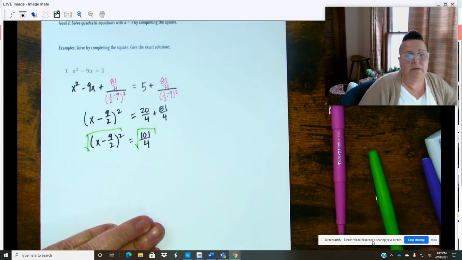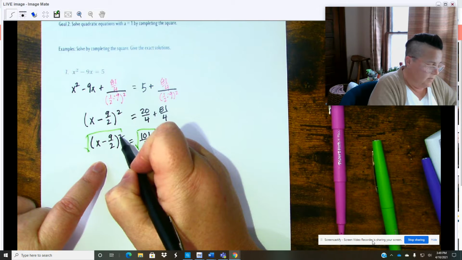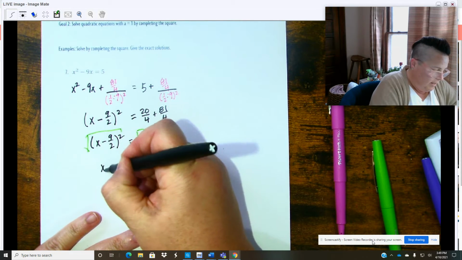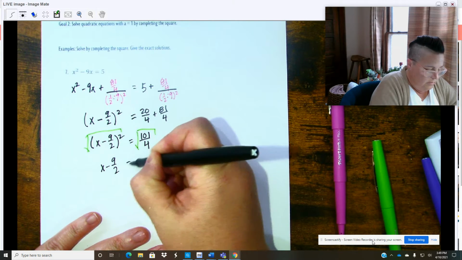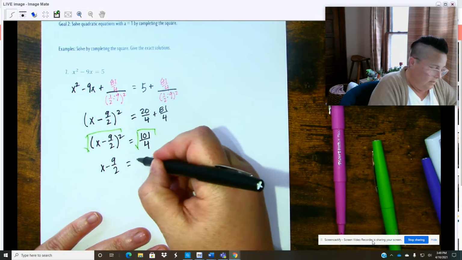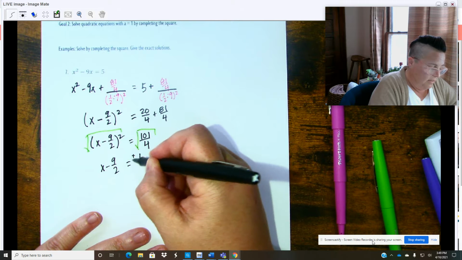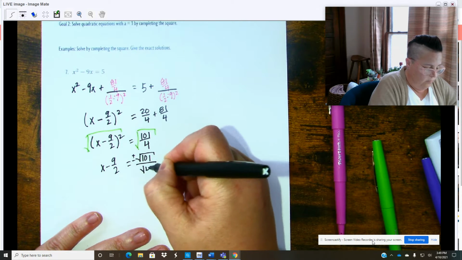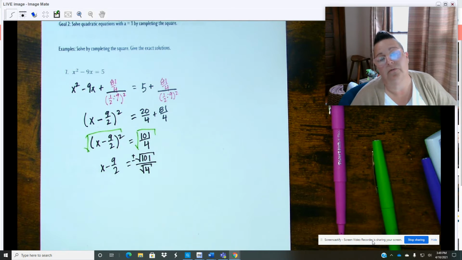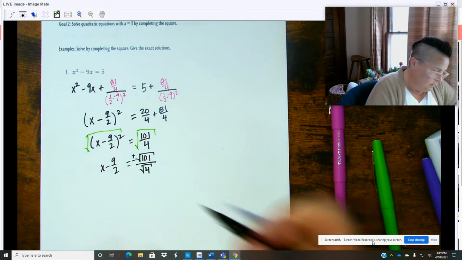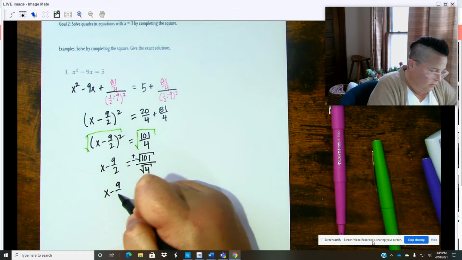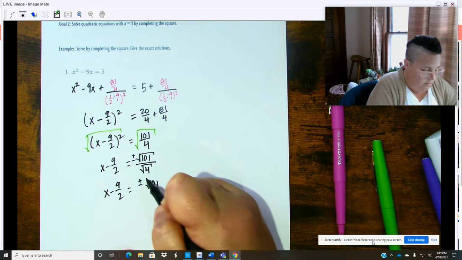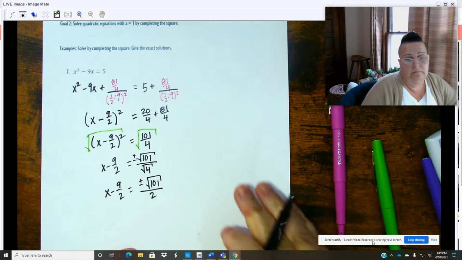And just like we were doing in 9.1, the square root and the square cancel each other out, leaving me with x minus 9 over 2 is equal to the positive negative square root of 101 over the square root of 4. Well, what's the square root of 4? X minus 9 over 2 is equal to the positive negative square root of 101 over 2.